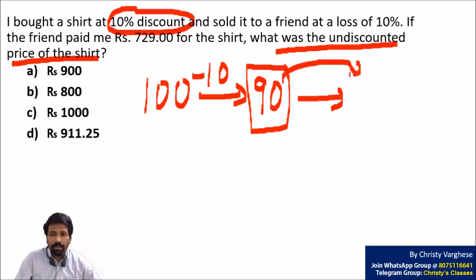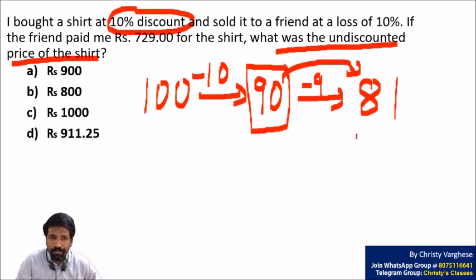I lost 10% on 90 rupees. 10% of 90 means 9 rupees. Because 90 is 10%. How to find? Mental arithmetic, please remember. Shifting one decimal to the left, 9 rupees. 9 rupees reduced, you are getting 81 rupees.